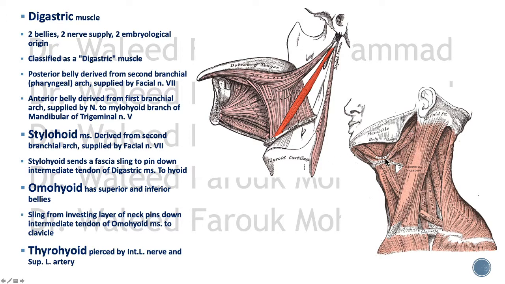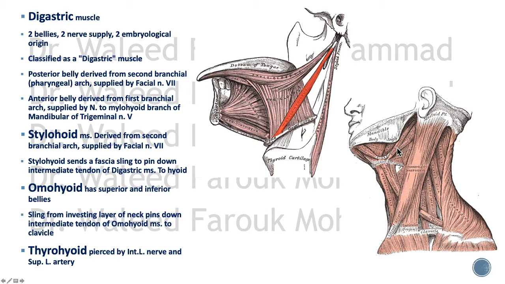Digastric muscle, it has 2 bellies, 2 embryological origins, and dual nerve supply. The anterior belly comes from the so-called digastric notch on the inner side of the mandible, and the posterior belly comes from the deep digastric groove on the medial surface of the mastoid process. They both meet in an intermediate tendon that is hooked up, pinned down to the body of the hyoid by the stylohyoid insertion.